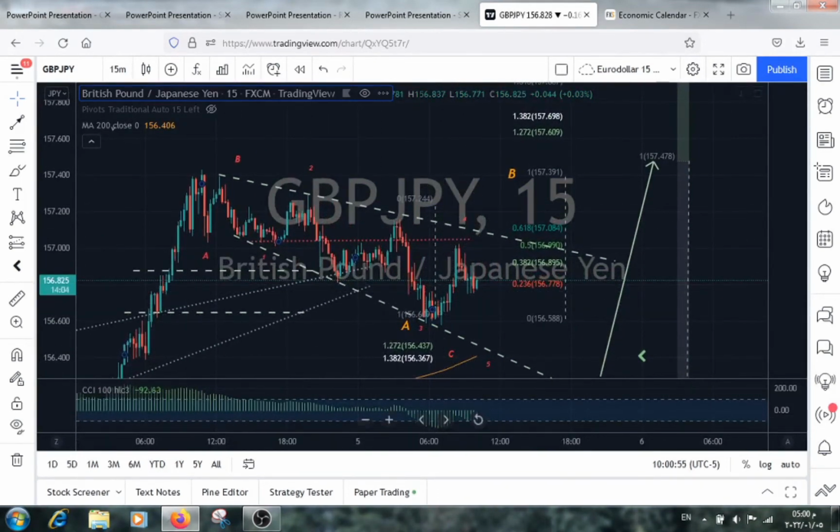There's a bounce, a valid bounce. I will check it, of course, on the 5 minutes and the 1 minute chart. If this is a valid bounce, I'm not already in the market, I buy. I would consider to buy. I go out at 157.4, 157.6. This is a wave B. There's going to be another wave C.